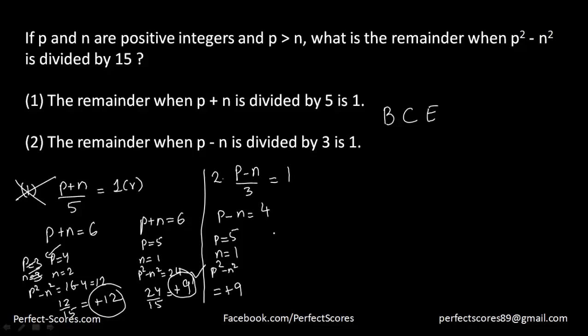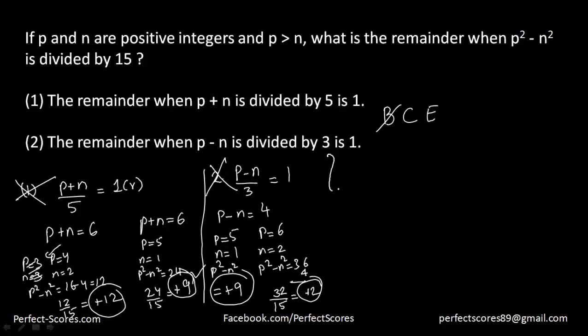Now all we need is a different scenario, right? Let's suppose p is equal to 6 and n is equal to 2. Then p square minus n square is going to be 36 minus 4, which is equal to 32. And when you divide 32 by 15, the remainder is 2. That means this is again giving me two different answers. Hence, this is insufficient. That means answer option B is gone.